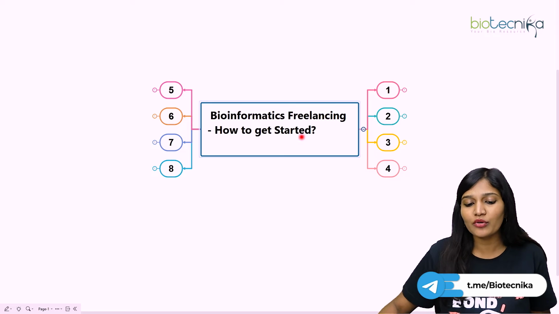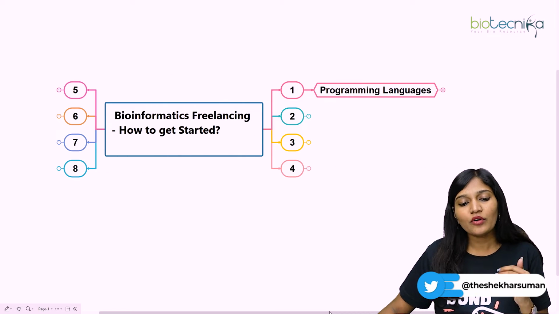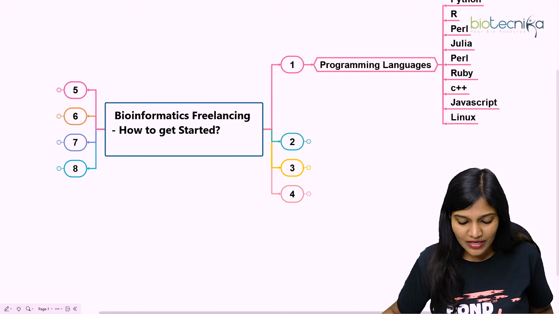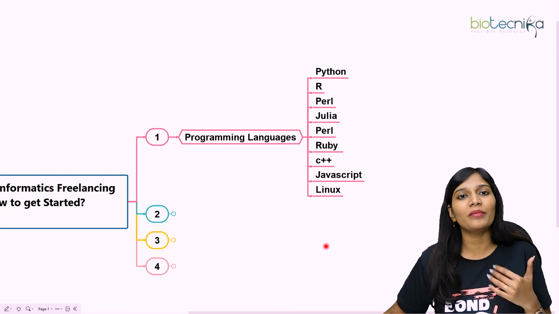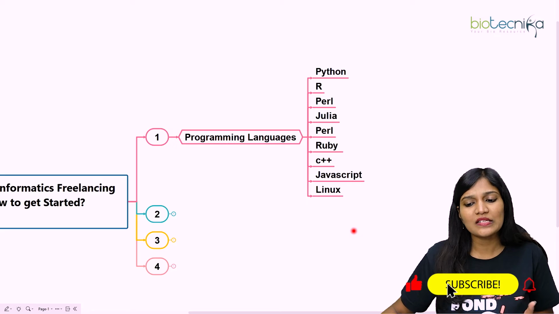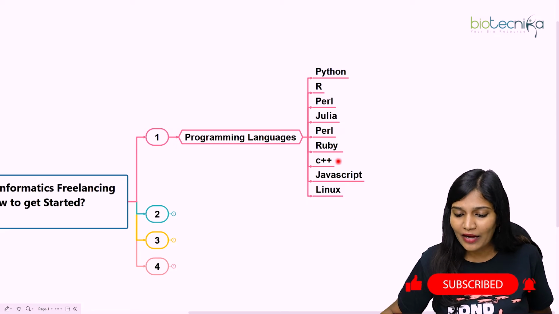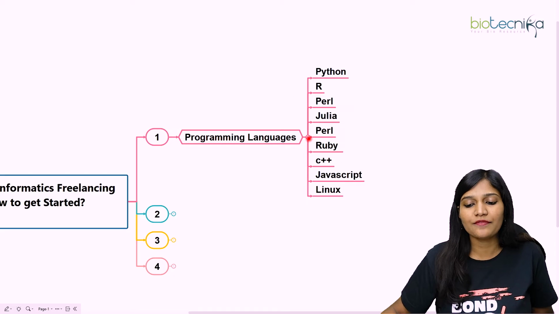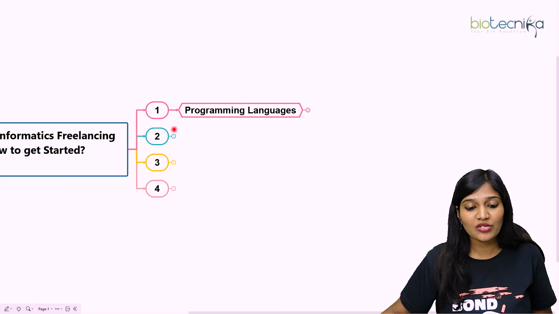So let me talk about the first point. What are the programming skills that you need to have if you're going to start as a freelancer? How to get started? The first thing I'm going to talk about is languages. There are many languages. Since it is for bioinformatics freelancing, you might be well aware of most of them. It's not necessary to know all the languages. If you know Python, R, Perl, Ruby, C++, JavaScript, or Linux, any of these, then it is good enough to go in for this. So definitely programming languages are a must.